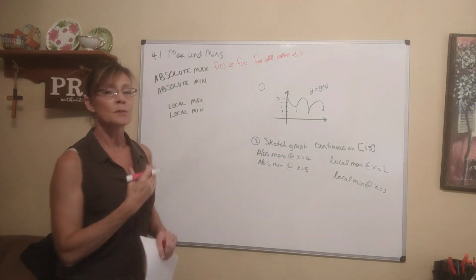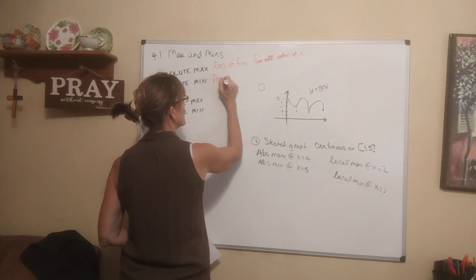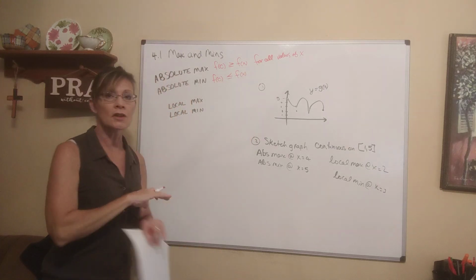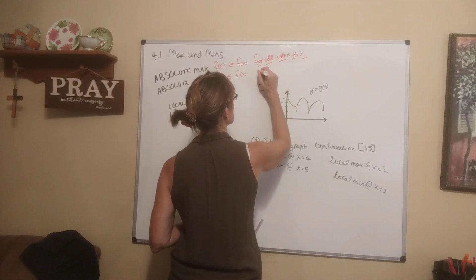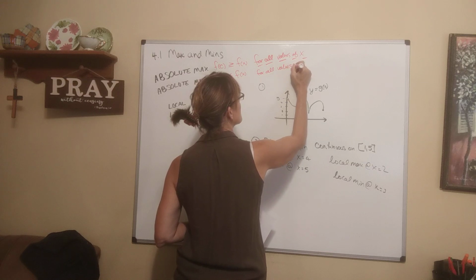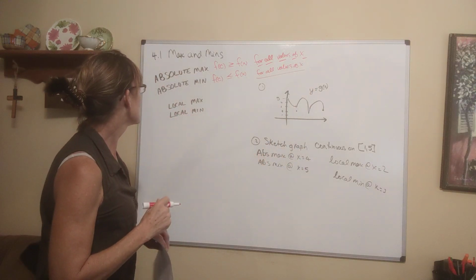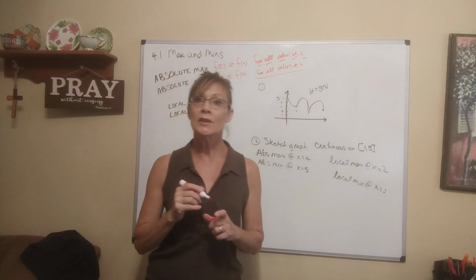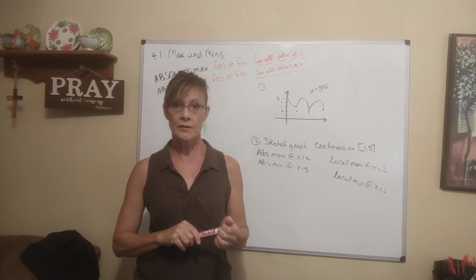Similarly, an absolute minimum is if you have some value f of c that is less than or equal to every other y value of the function, for all values of x on the domain, okay? So that is what an absolute max is. It means it's absolutely the highest point that you will ever achieve. Absolute min is absolutely the lowest point that you will ever achieve.